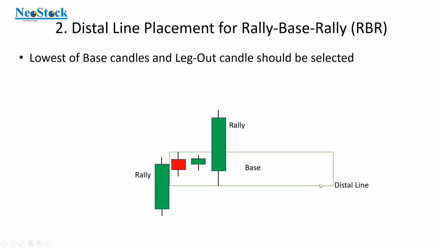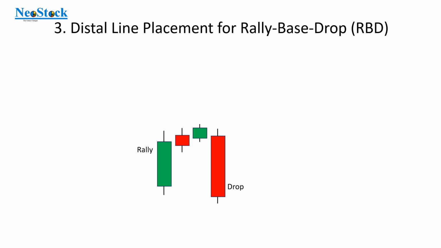Now our distal line is based on the lowest of this leg out candle, because this is the lowest among the base candles and leg out candle. So this is about distal line placement for the rally base rally pattern. Now let us look into the third type. What is the third type? Rally base drop.